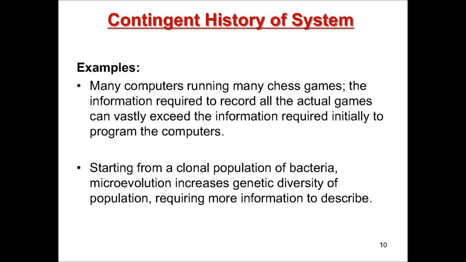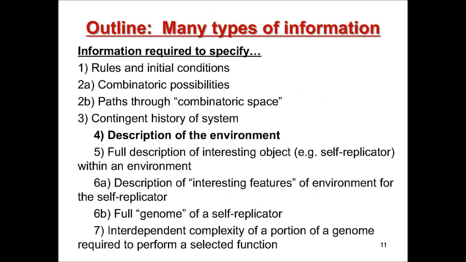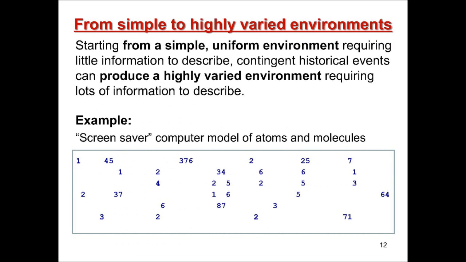Or, starting from a clonal population of bacteria, microevolution increases the genetic diversity. So every real mutation happening in this population increases the amount of genetic information in the real population. Now, the next several examples here, I've indented them because they're all examples of this third one, contingent history of a system. It played out in different scenarios. So, next, the information required to fully describe an environment. Starting from a simple uniform environment requiring very little information to specify, contingent historical events can produce a highly varied environment.